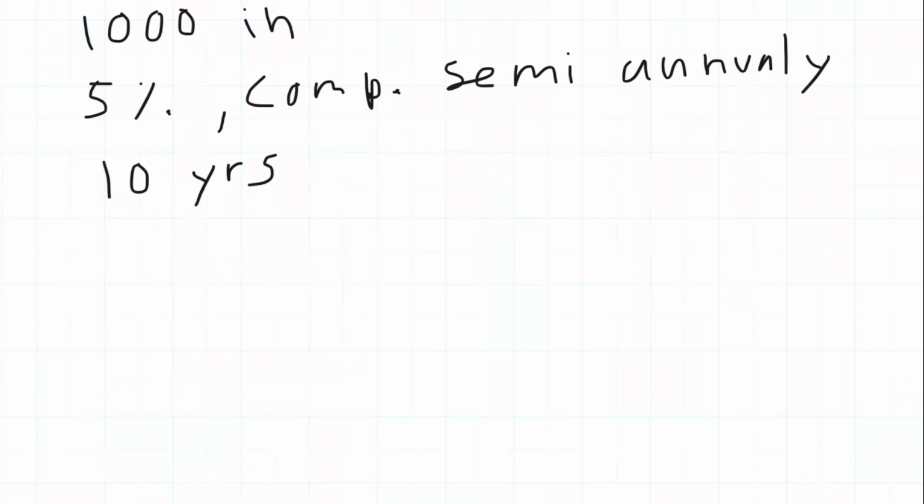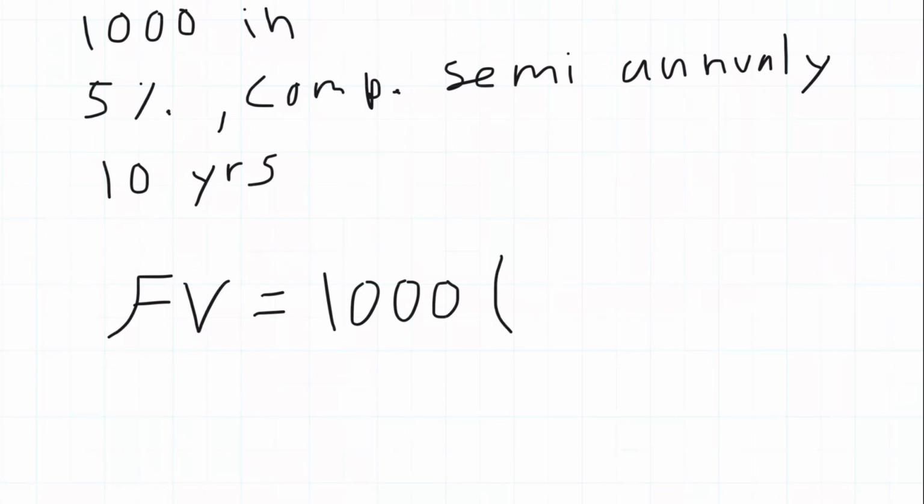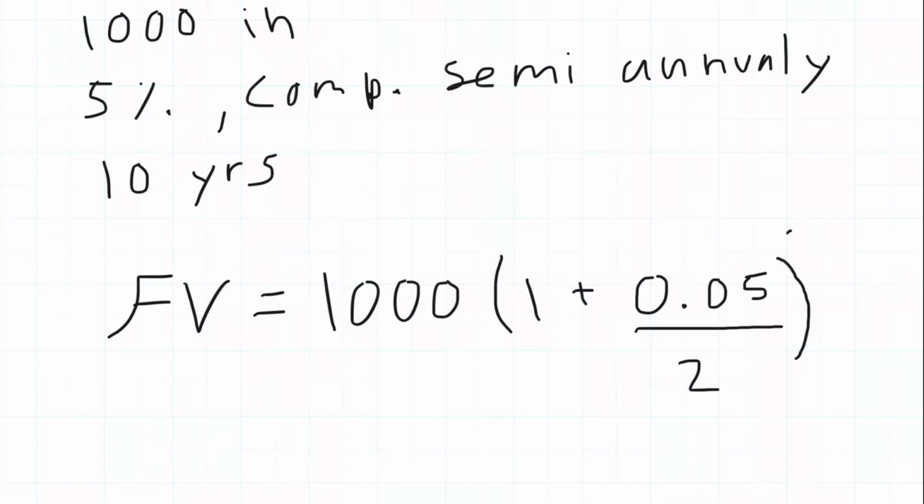So hopefully you guys remember the formula. We're going to be using the exact same one. We're just going to see how much this is worth in those 10 years. So FV equals 1,000, our present value, what it's worth today, times 1 plus our interest rate, again in decimal. And this time, instead of n being 1, it's 2, because semi-annually, twice a year, we're compounding. And that's to the power of n times t, which is 2 times 10.